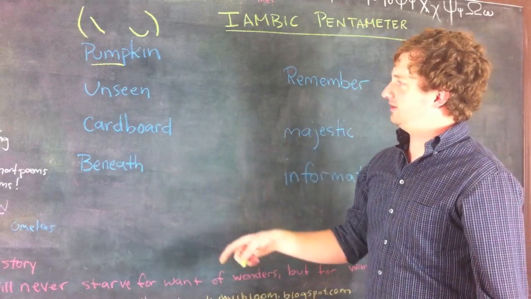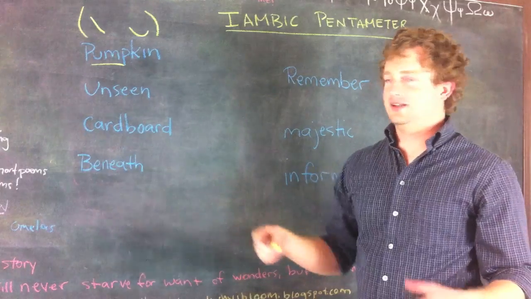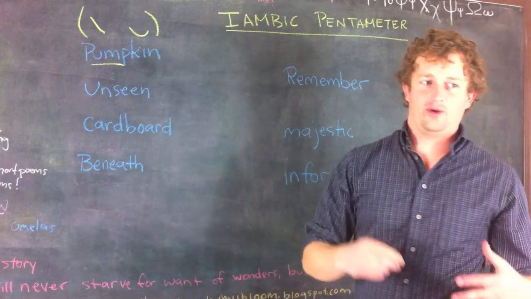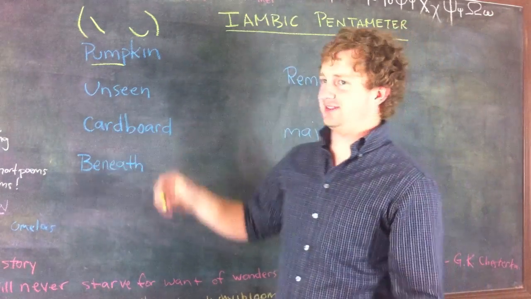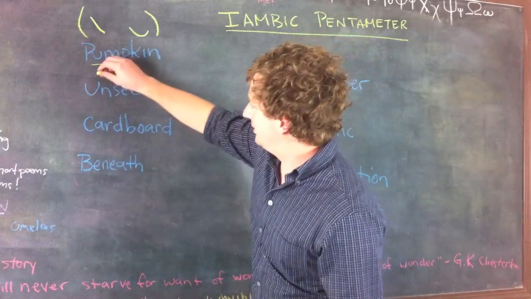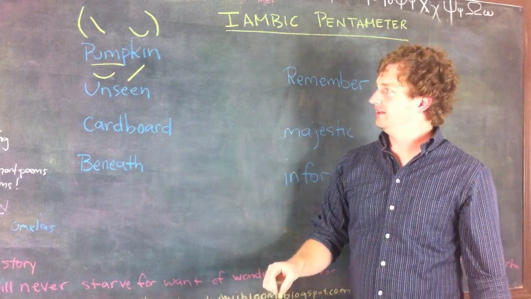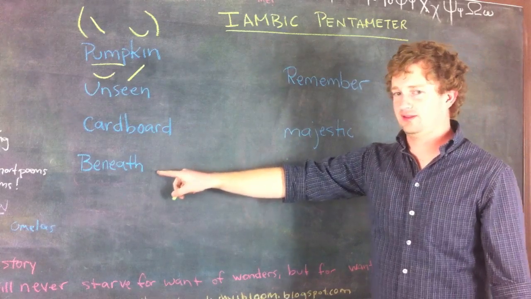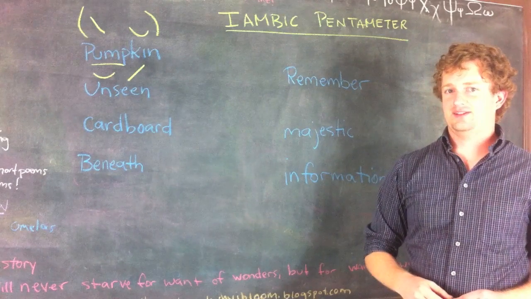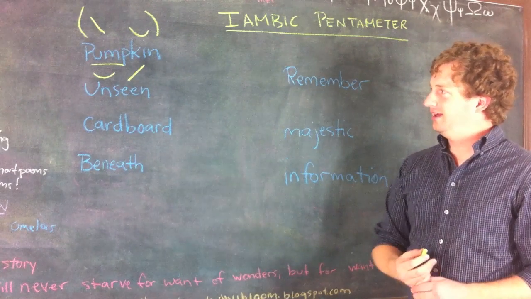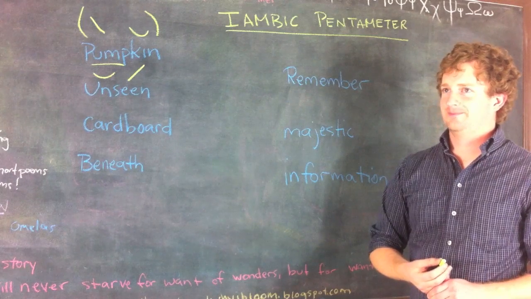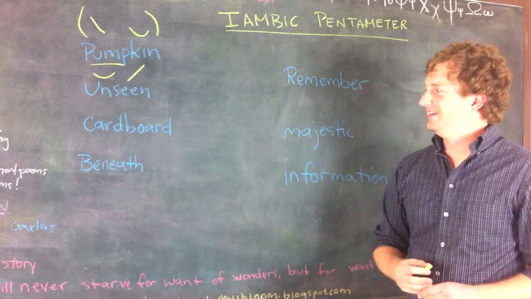And let's try it for these words too. Unseen. Do we say unseen or unseen? I think it's better to say unseen, with the first syllable being unstressed and the second syllable getting the emphasis. And try cardboard and beneath now on your own, and let's see if it lines up to what we get in a second. You can pause the video.